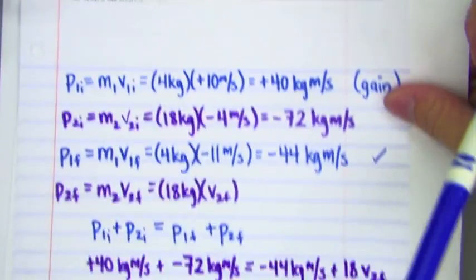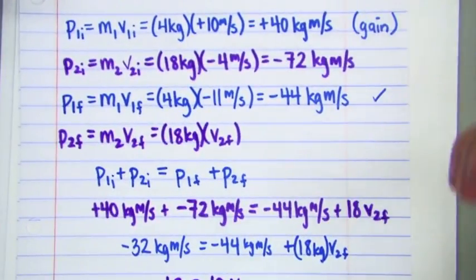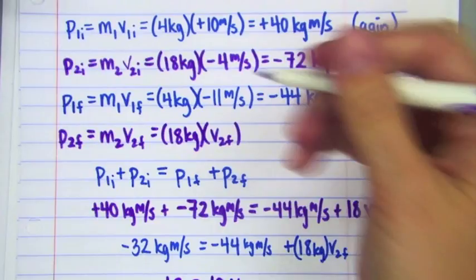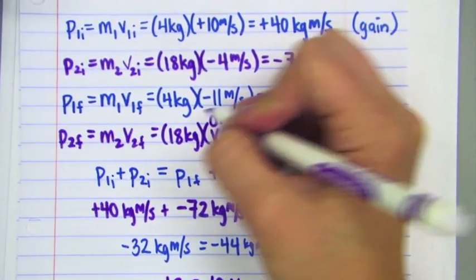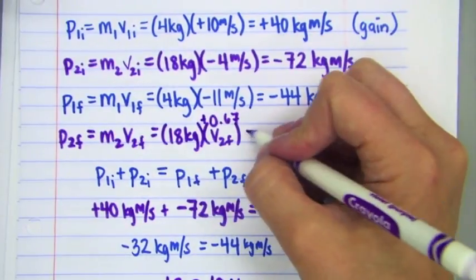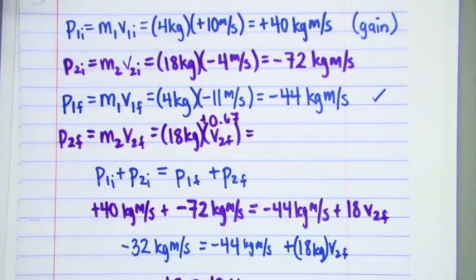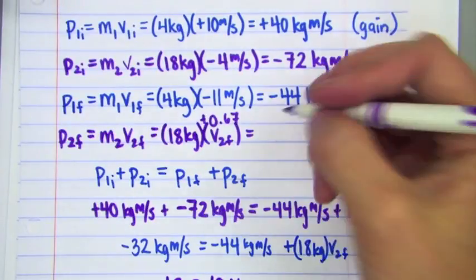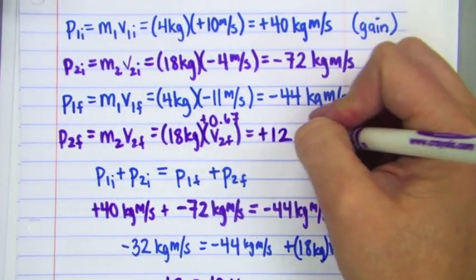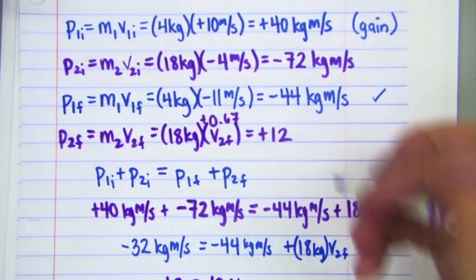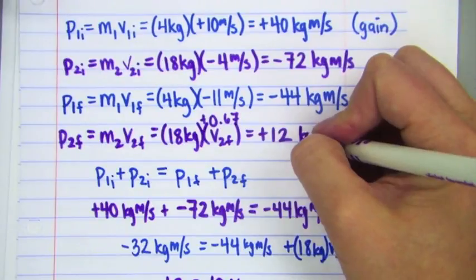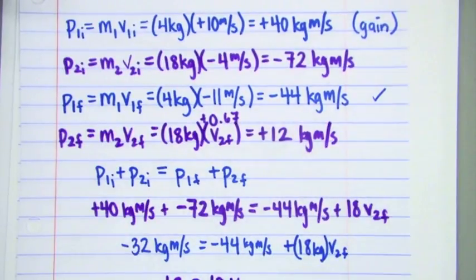And now we can calculate our final momentum. And we get approximately 12. Okay, and that is a loss.